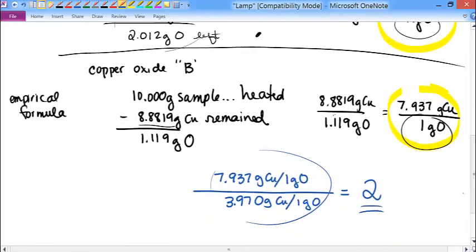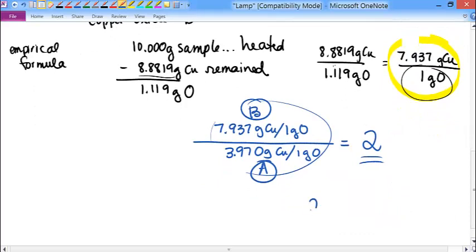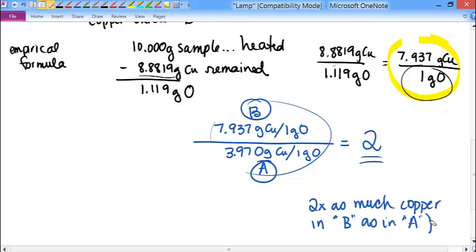So what does that tell you? This one, remember, was from copper oxide B, and this was from copper oxide A. What that tells you is that there's 2 times as much copper in B as there is in A. That's what the law of multiple proportions is.